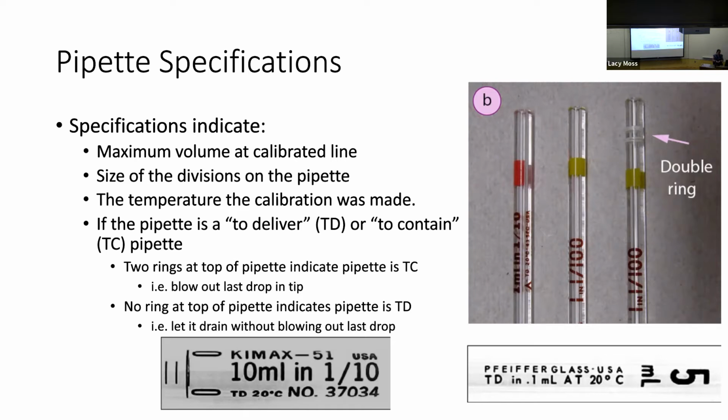A to contain, or TC, pipette is when you're going to blow out that last drop, because it contains that full volume. So you need to blow out that last little drop that the pipette is containing. That's usually indicated by a little double ring up here at the top of the pipette, in addition to usually saying TD or TC. And then you also have to deliver pipettes, which will not have a ring at the top. Those you just let drain by gravity and you don't blow out that last little drop, because it's designed to deliver the specified volume.